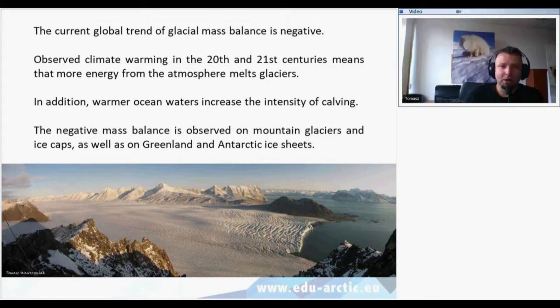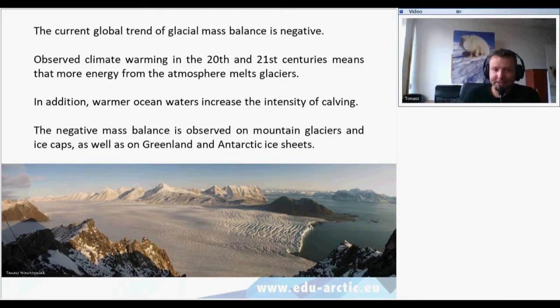The current global trend of glacial mass balance is negative, so most glaciers around the world retreat. We observe climate warming, and it's been observed since the 20th century. It's an ongoing process in the 21st century. That means that more energy from the atmosphere melts the glaciers. And there are also warmer ocean waters that increase the intensity of calving. The negative mass balance is observed on mountain glaciers and also on ice caps, and recently also in the Antarctic ice sheets and also in Greenland.